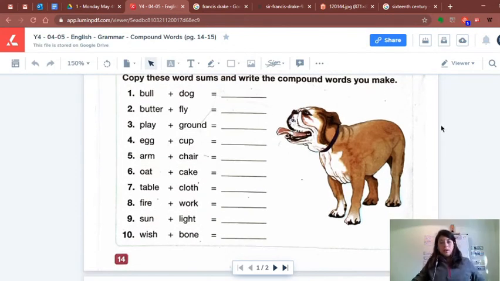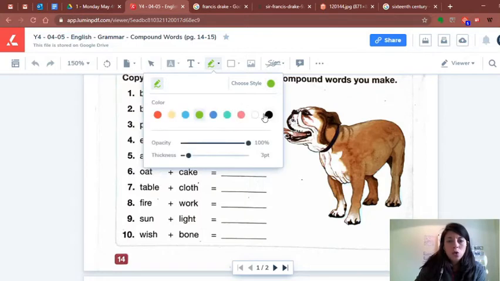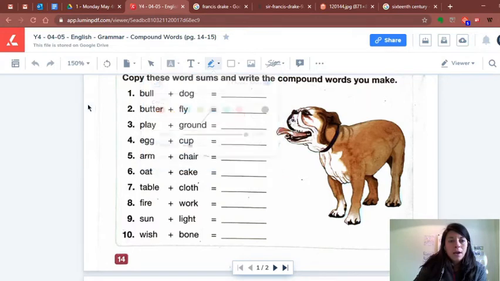Now, we're going to do some practice because I think one of you is going to enjoy this class. I think someone's going to look at this dog and say, I want one! Okay, so we're going to copy these word sums. It's like we're doing addition, but with words. And you're going to write the compound word that we make. So you take the word bull and you take the word dog and you come up with this. So what is this? I'm pretty sure Fabrice will help me and enjoy this a lot. So I'm going to put it in blue and nice and thick there. And I'm going to say bulldog.